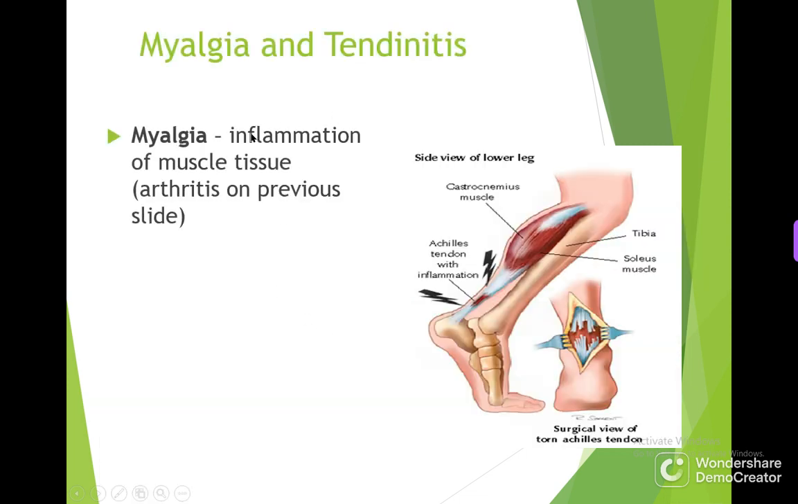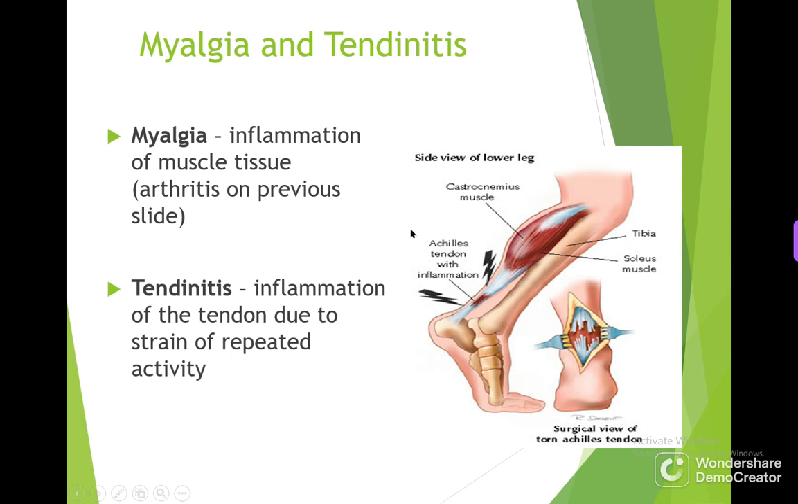Myalgia and tendinitis. Myalgia is inflammation of the muscle tissue. Arthritis, from the previous slide, is inflammation of the joint. Tendinitis is inflammation of the tendon due to strain from repeated activity. These are the terminologies they are using. Now this is the applied side of the skeletal muscles. I have described the skeletal muscles and the applied side, and a lot of discussion has been done.